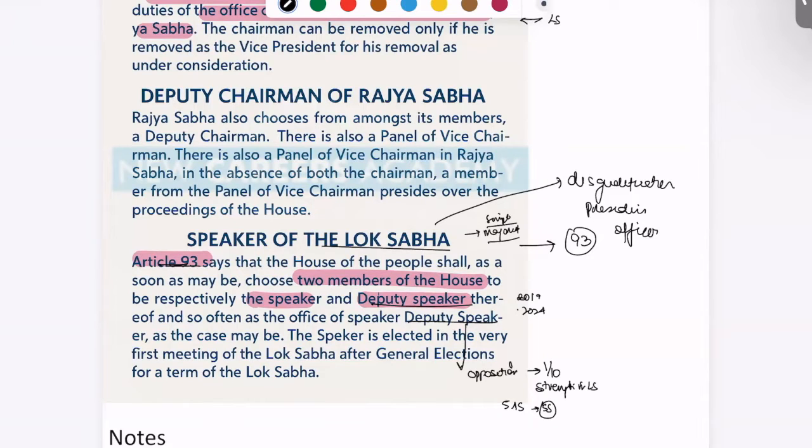Let's understand the Speaker of Lok Sabha. Which Article is it? Article 93. The Speaker of Lok Sabha, the first election is chosen. Now let me give you an example of present day politics, about what we just discussed, the cooling period and who decides disqualification.